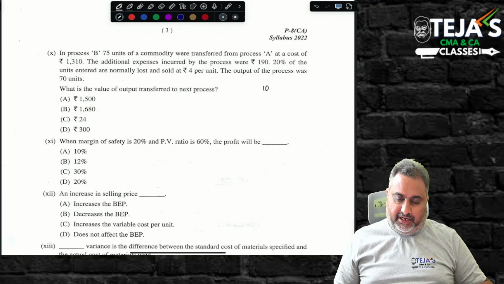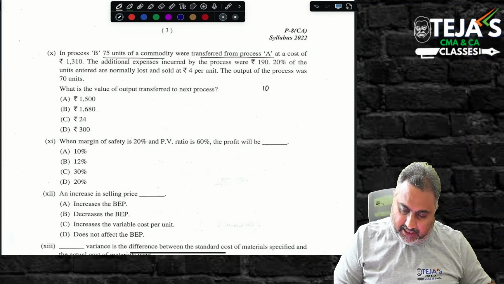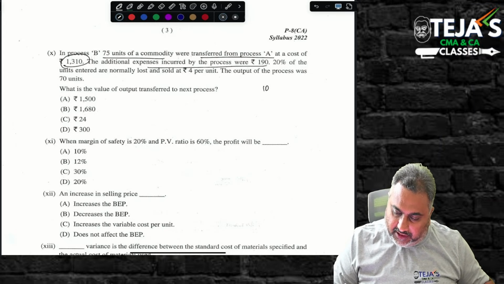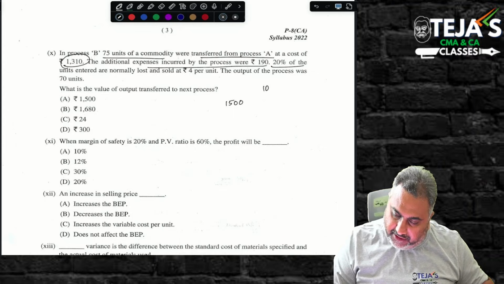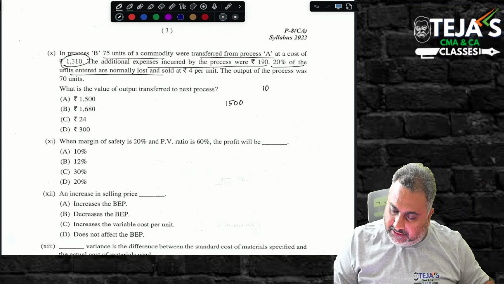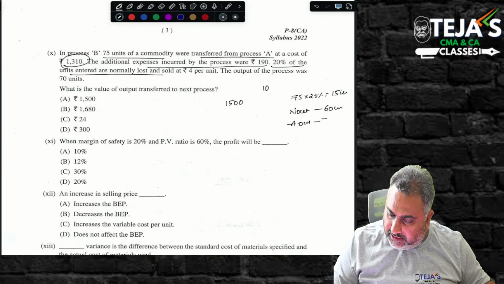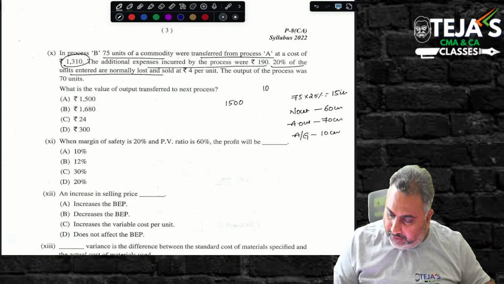Okay. And in process, 75 units of a commodity were transferred from process A at a cost of 1310, and additional expenses incurred during the process were 190. Totally the cost incurred in the process is 1500. 20% of the units are normally lost. So 75 into 20% is equal to 15 units. What is my normal output, sir? 60 units. What is my actual output, sir? 70 units. So I got an abnormal gain of 10 units.